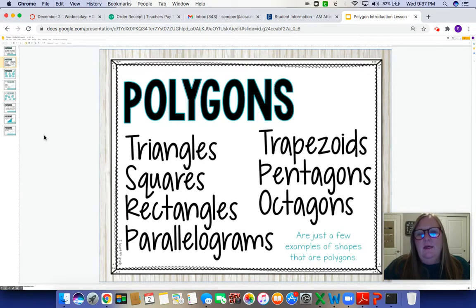pentagons, and if you're not sure, the word penta at the beginning of pentagons means 5. So a pentagon is a 5-sided figure. And octagons, octa is at the beginning of octagon, and it's like octopus. That means it has 8 sides, like an octopus has 8 legs.